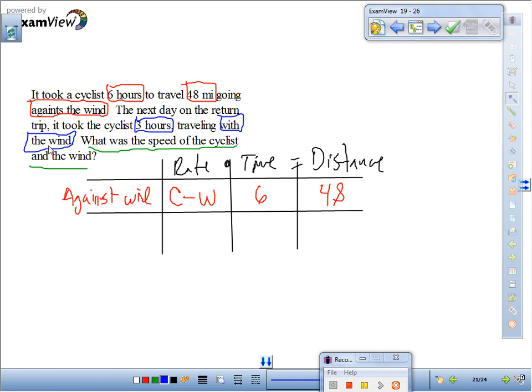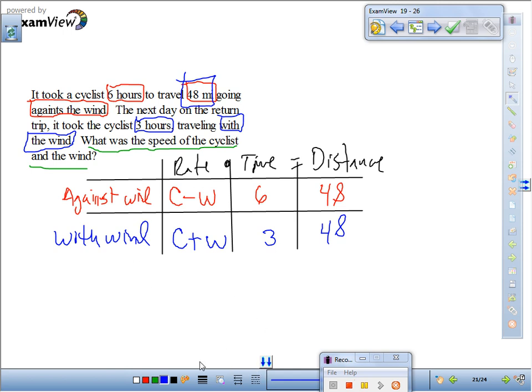For the second part, we're going to write with the wind. Think about it. Don't say it out loud. What should we write here? C plus W. What was the time? 3 hours. And what was the distance? Same distance because it's a return trip. So this is 48.